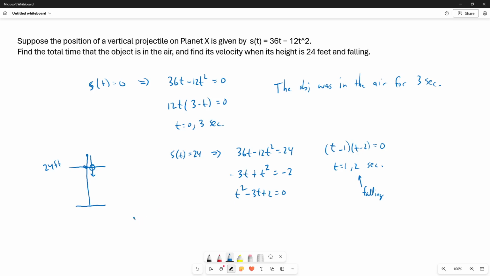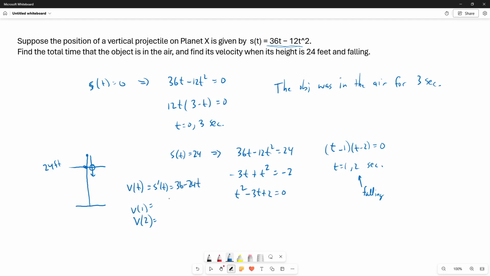So the answer to our problem is the velocity at time 2 seconds. And just for fun, we'll also find the velocity at time 1 second, because they're going to be related. But in order to find the velocity at any time, we need the velocity function, which is the derivative of the position function. And here's our position function. Its derivative is 36 minus 24t.